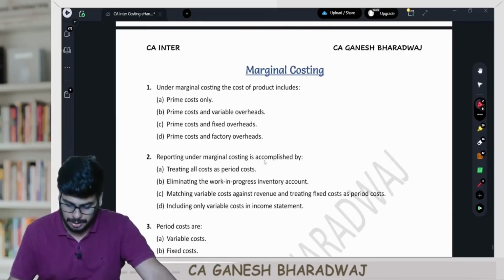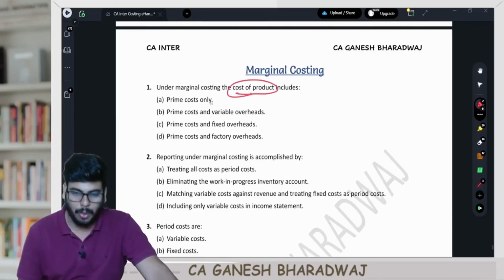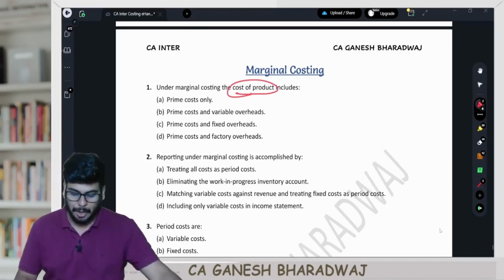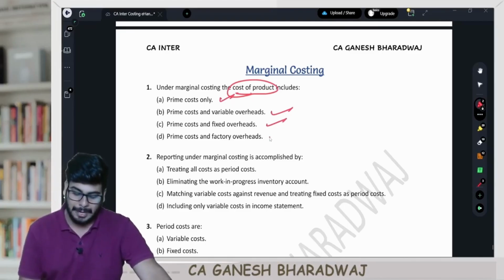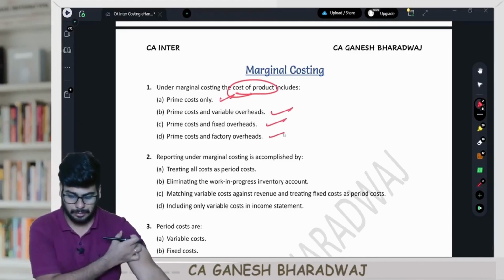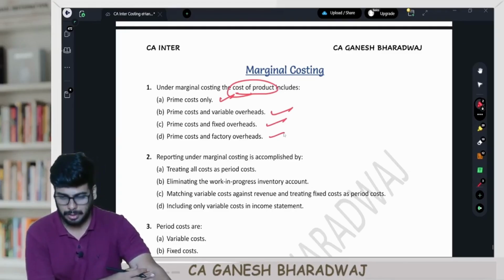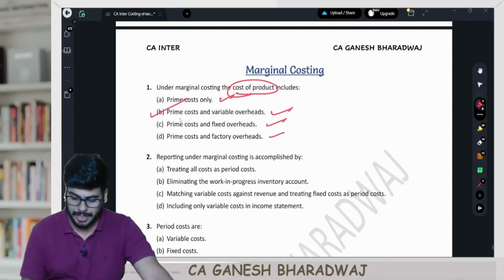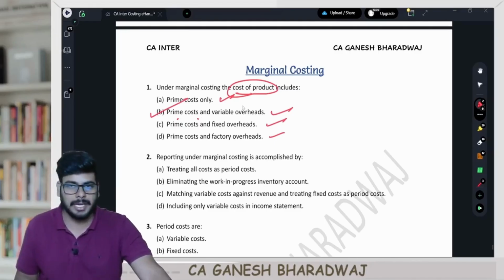Under marginal costs, the cost of the product includes what? That is, product cost will have what? A, B, C, D. Which one? Prime cost only, prime cost and variable overheads, prime cost and fixed cost, prime cost and factory overheads. Obviously only B. Are you clear with this? To be more specific, I would say it is prime cost plus variable production overheads. Correct? Variable selling and admin will also not come. Clear with this, guys?